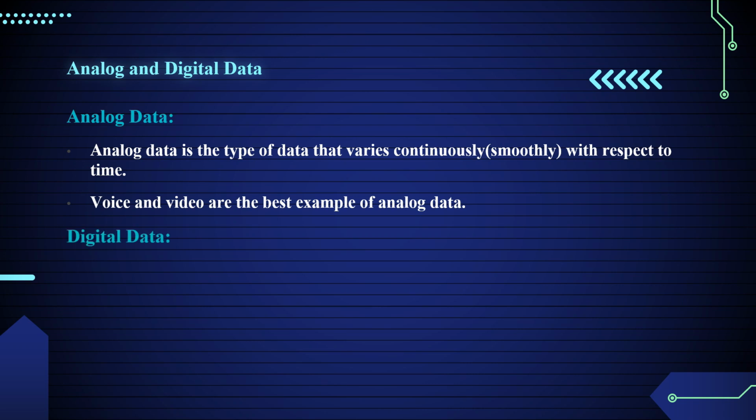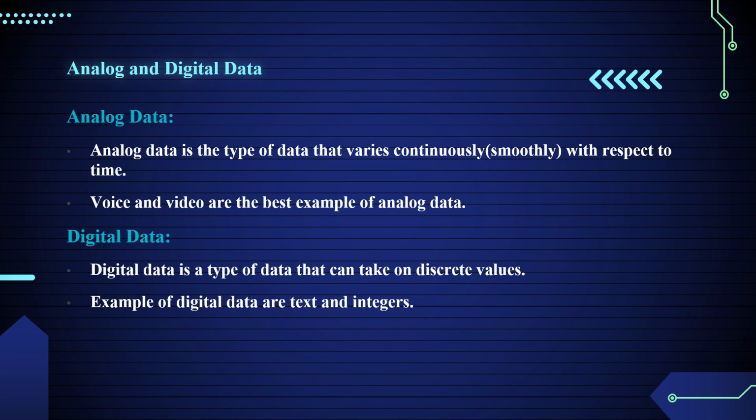Then we will see digital data. Digital data is a type of the data that can take on discrete values. Example of digital data are text and integers. Analog and digital data are very similar to analog and digital signals.